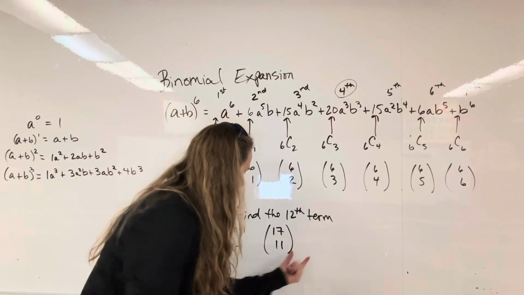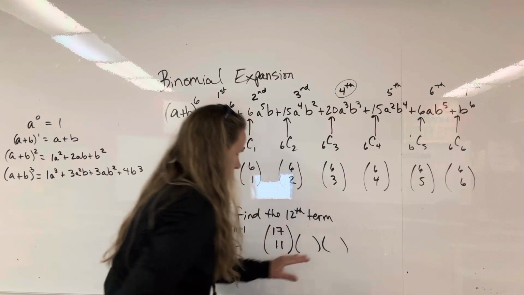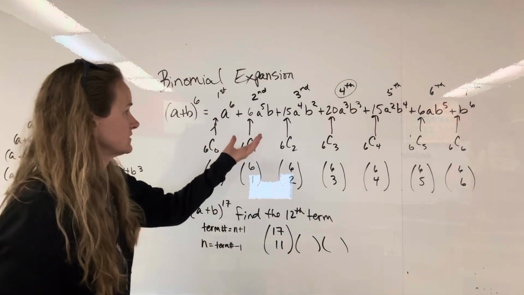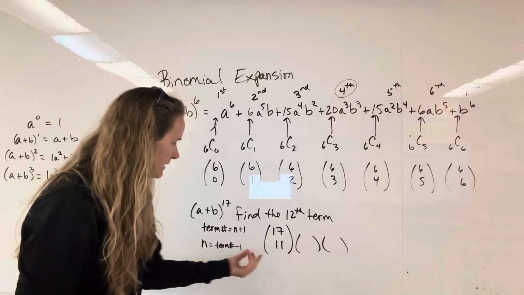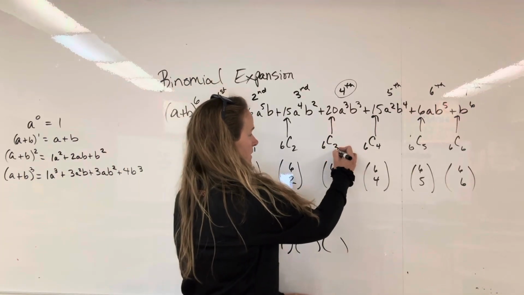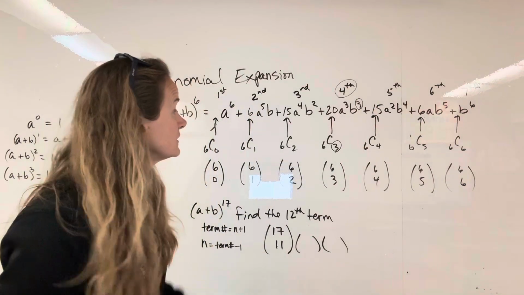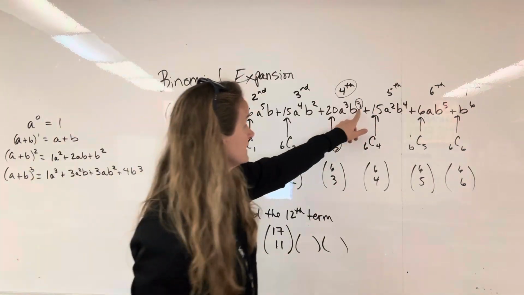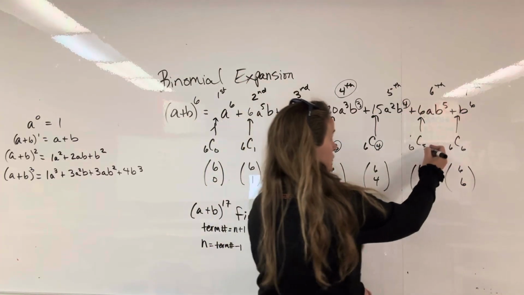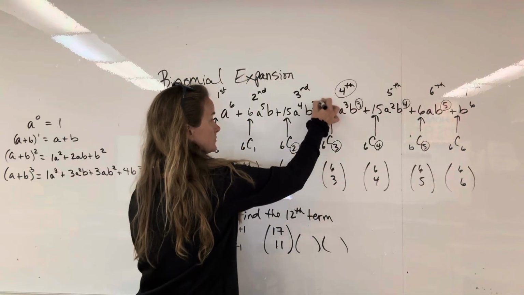Okay, now I need my A, right? And I need my B, right? So you go, okay, it's going to be A to the power of something and B to the power of something. Okay, well, let's look at the pattern. Are you ready? Remember, this R value matches the degree on your 2nd term. Your 4 here matches your 4 here. Your 5 here matches your 5 here. Your 2 here matches your 2 here.